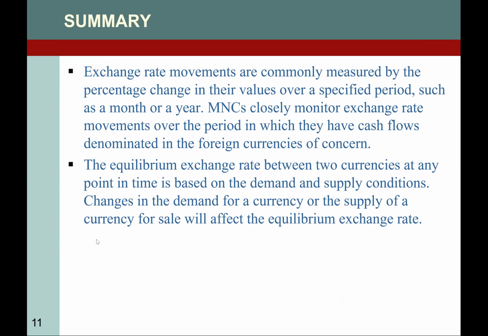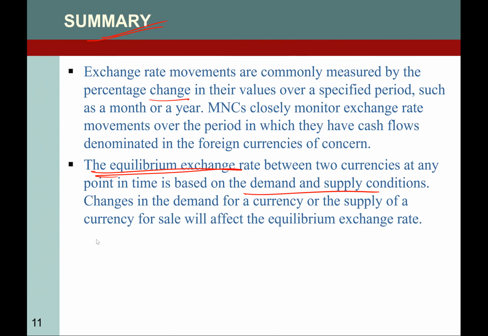Okay, so let's talk about the summary. In our previous class, we didn't have much time, so we just talked about that. We have just, I think, 5 minutes to cover this summary. Exchange rate movements are commonly measured by percentage changes. We talked about appreciation and depreciation. The formula for percentage change is new minus old divided by old. Similarly, the equilibrium exchange rate between two countries is determined by demand and supply. We talked about what if the supply increases or decreases.